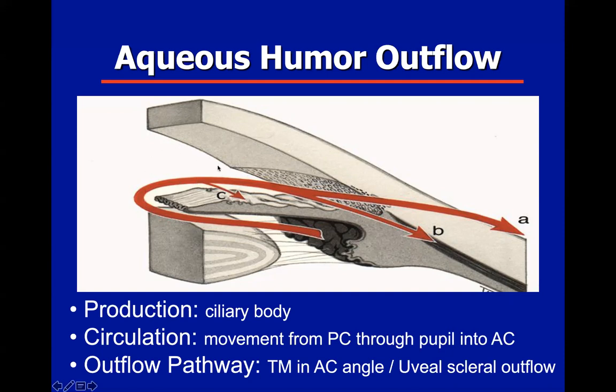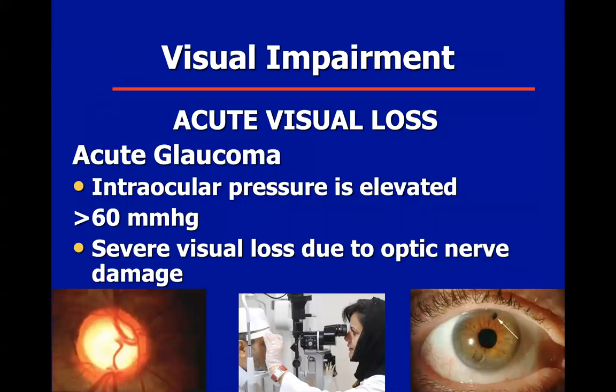And then the outflow is the trabecular meshwork in the angle, as you see nicely here. This is your trabecular meshwork. And then it goes out through your uveoscleral outflow. So when we talk about acute glaucoma, this is an acute visual loss. Remember, we talked about the normal pressure being 10 to 20. These patients will present with 60 millimeters of mercury pressure, which is considered highly elevated. So unfortunately, they will have severe visual loss due to optic nerve damage.